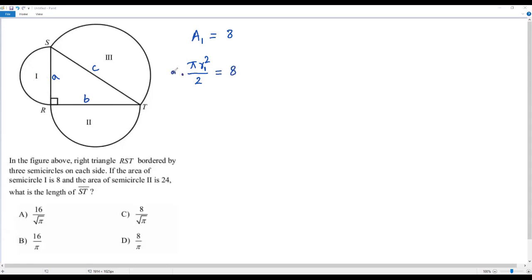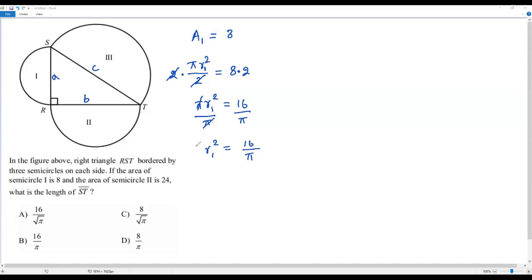Now let me multiply both sides of this equation by 2 to get rid of the denominator 2 on the left side. So this 2 will cancel out. I am getting pi times R1 squared equals, on the right side, 8 times 2 is 16. Now let me divide both sides of this equation by pi. Then this pi will cancel out. I am getting R1 squared equals 16 over pi.